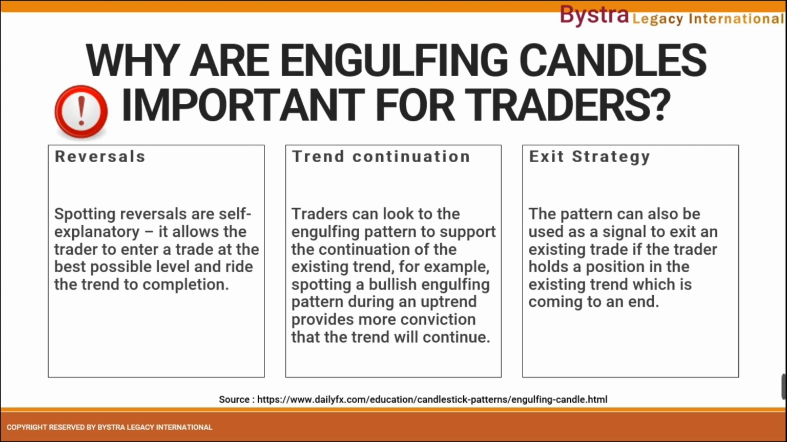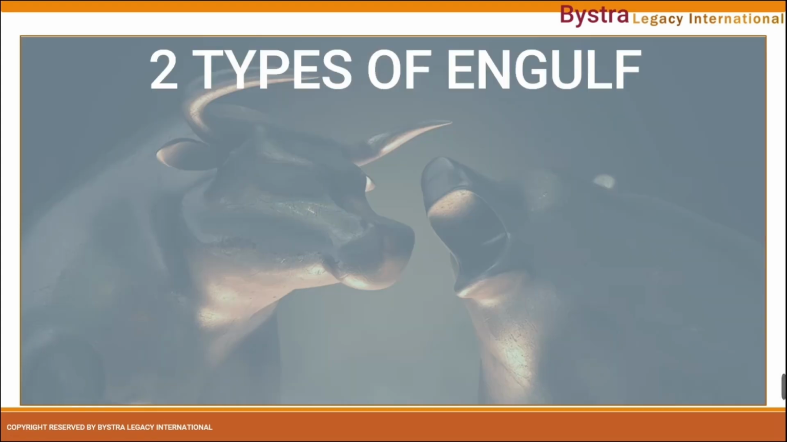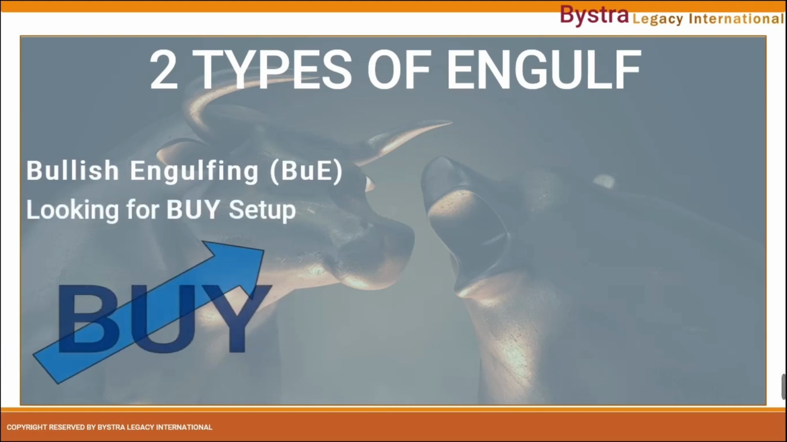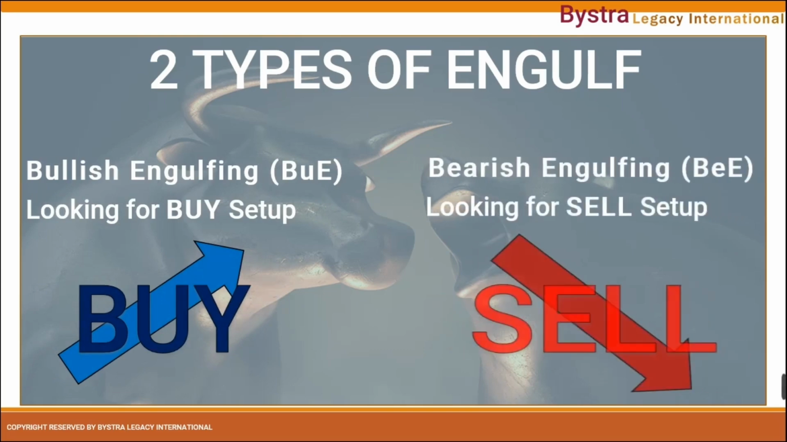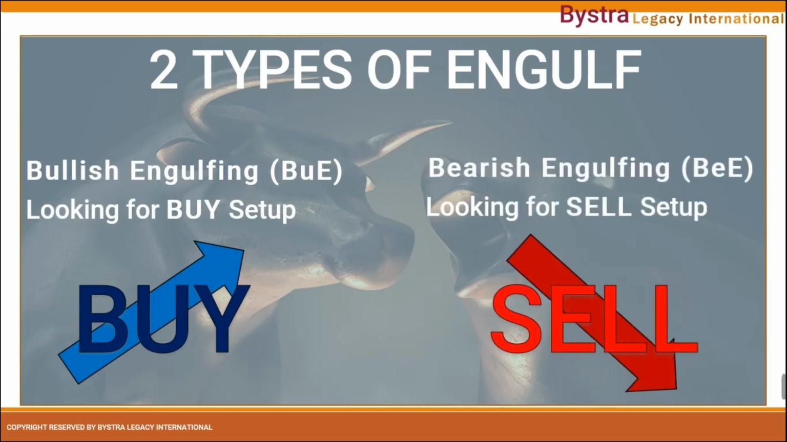There are two types of engulfing. First, the bullish engulfing, where we will only be looking at buy setups, and the other one, the bearish engulfing, where we will only be looking for sell setups. Now please do not try to sell if you see a bullish engulfing formed. Vice versa for bearish engulfing, please do not try to buy if you see a bearish engulfing. This will go against the trend, and definitely the chances of you making a loss are very high.